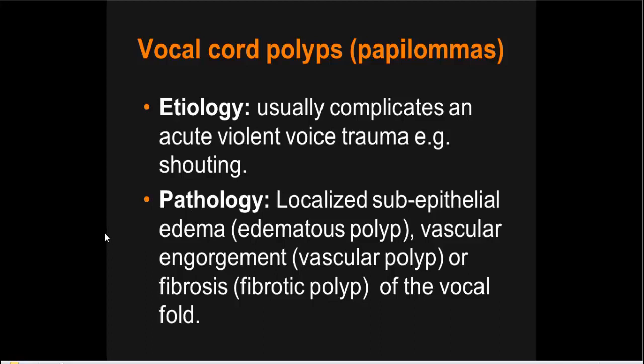Vocal cord polyps, papillomas. Etiology: usually complicates an acute violent voice trauma, shouting. Pathology: localized subepithelial edema, edematous polyp, vascular engorgement, vascular polyp, or fibrosis, fibrotic polyp of the vocal cord. As we see, this is a polyp of the true vocal cord.